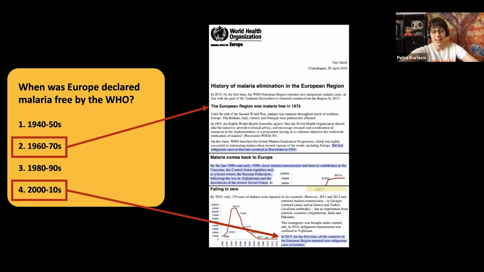And then there was a very large effort to get rid of that remaining malaria. And so in 2015, which when you think about it is not that far away in time, was the first time since 1975 that the whole European region, which again includes a large chunk of ex-USSR countries, was declared malaria-free. This is the first time since the 70s.